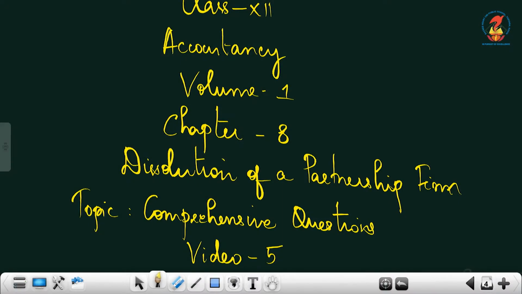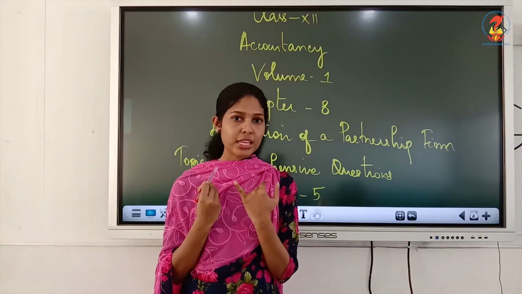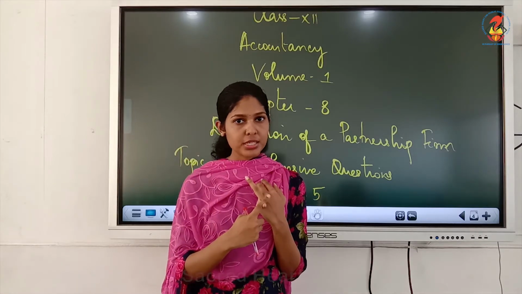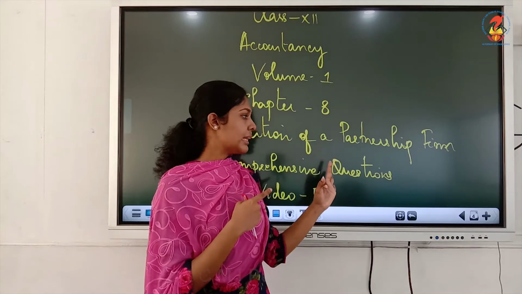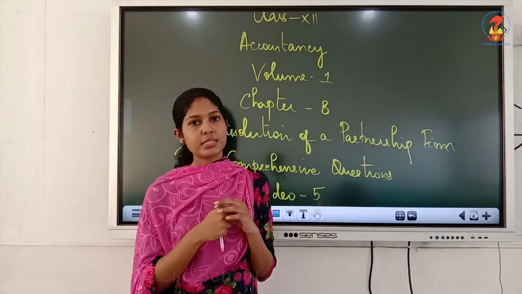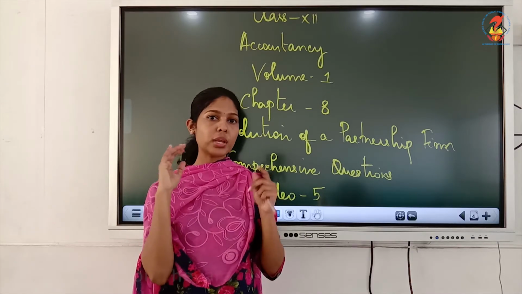We are continuing the same chapter, Dissolution of a Partnership Firm. Already we learned to write journal entries for closing assets and closing liabilities accounts. Then we learned how to do realization account. Now we learn how to prepare comprehensive accounts. That means comprehensive questions we will discuss. You have to start with realization account in this chapter.